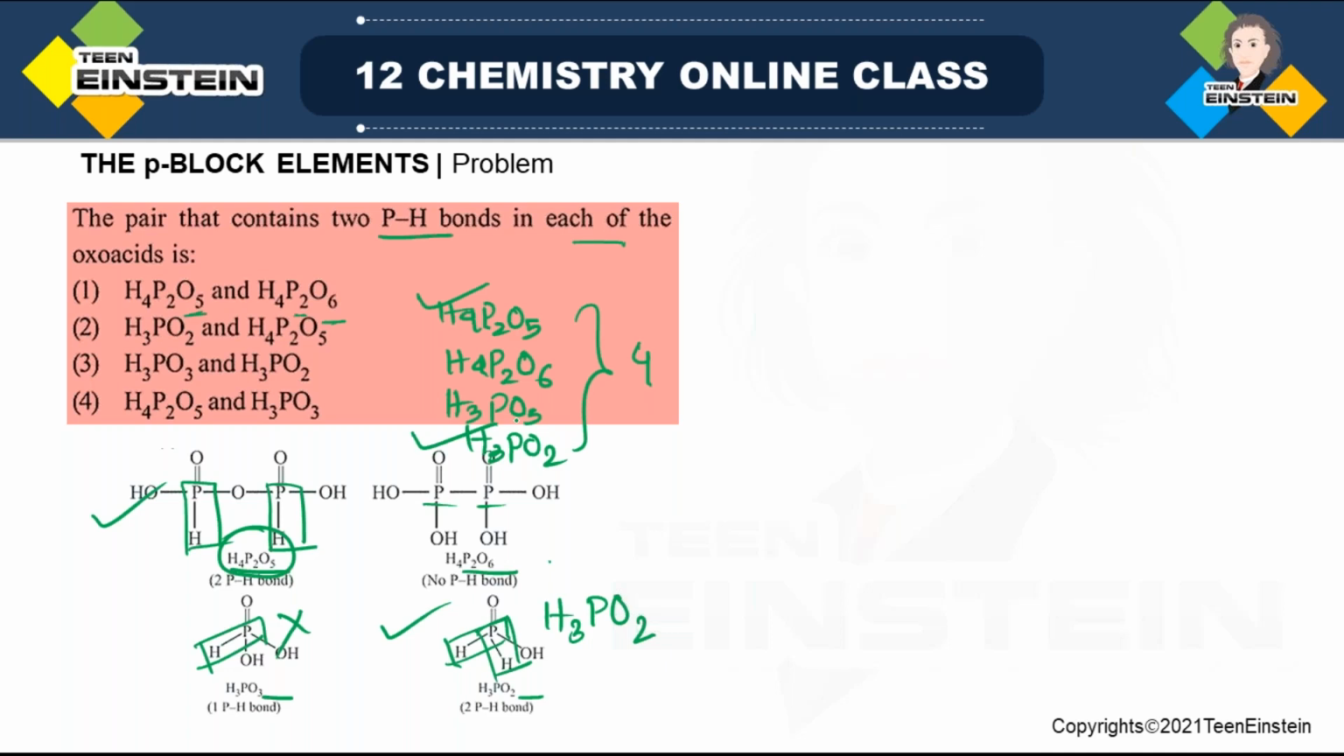H4P2O5 and H3PO2. So this is the correct option. Because if you consider the first option, here we have P-H bonds, but in this one we do not have any P-H bond. So it is not the correct option. Then here we have, but here we do not have. Then H4P2O5 contains P-H, but there is no P-H in the other. But only in option 2, both the compounds have P-H bonds, that is 2 P-H bonds. Fine.